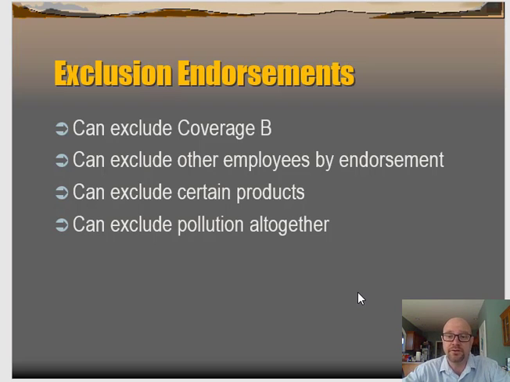Maybe there's certain employees we don't need to cover. We can endorse and exclude those. Some of our products that we make, we might want to insure separately or not insure at all. You can endorse those out of the CGL. Pollution is included, but it's only a little bit of coverage. You can get rid of it altogether. Maybe your business has nothing to do with pollution, and you could exclude that altogether with an endorsement as well.